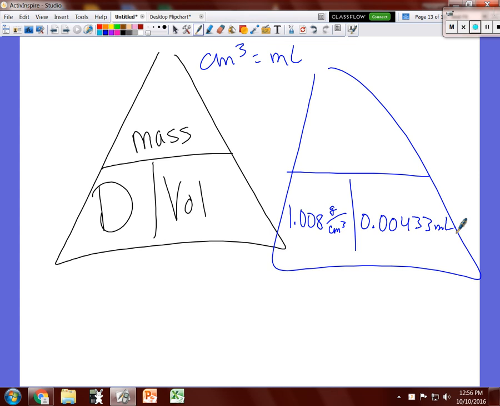I moved it 3 places to the left. This, if you had used the 4.33, it would have been wrong. Okay? So either way, now you can get grams. 0.00433. Yeah, that's right. 3 places to the left.